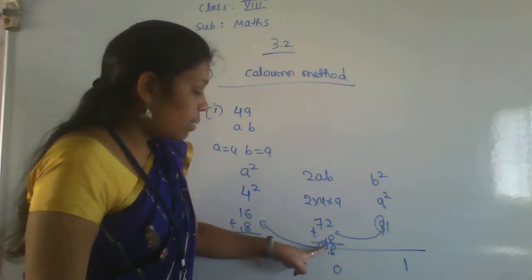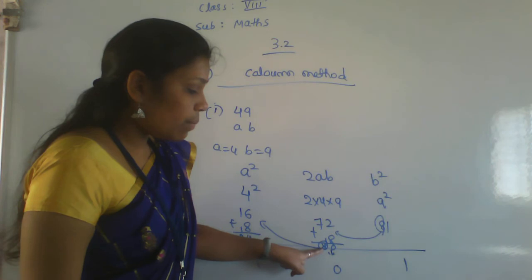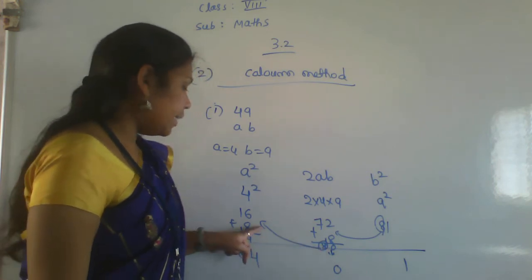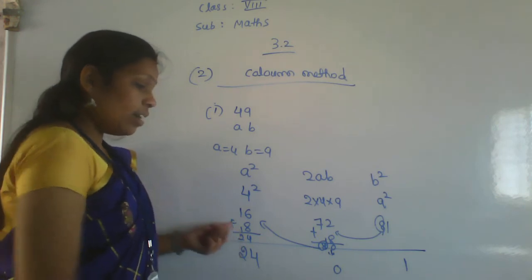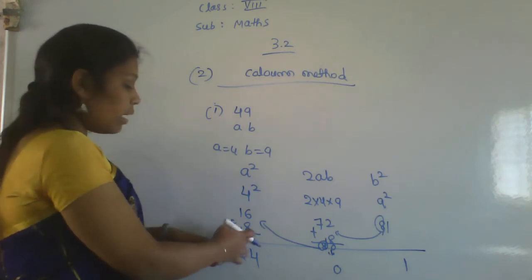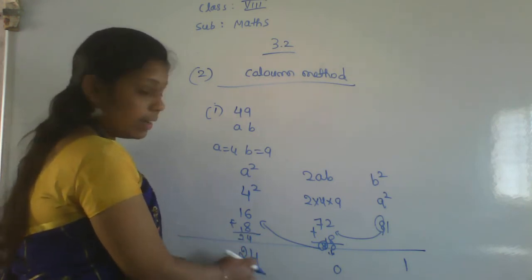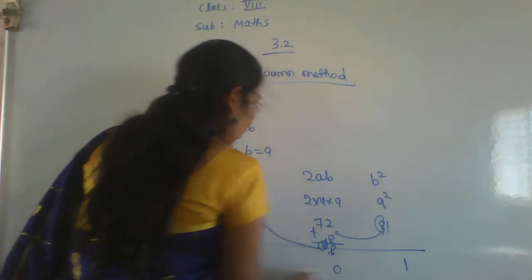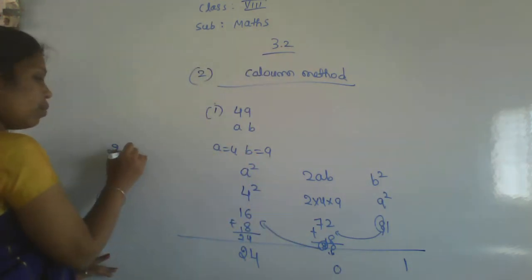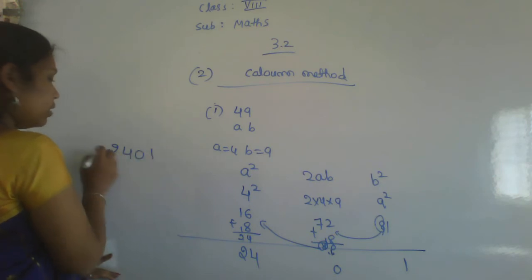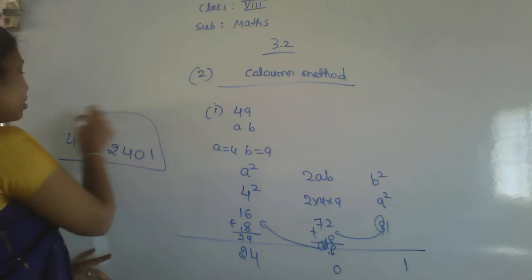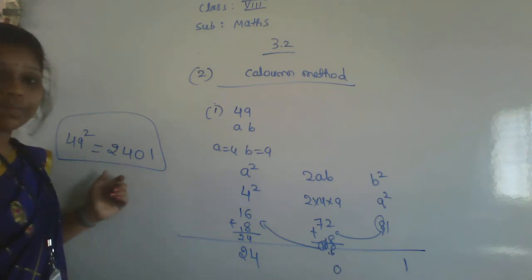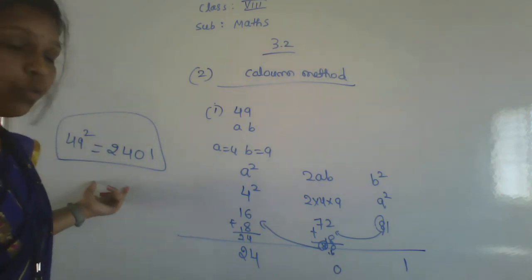And what is the next number? What is the left number here? 8. Again take 8 here, add. 16 plus 8, that is 24. So here no more values are there, that's why write all the numbers. 24, and next is 0 and 1. This is the square of 49. 49 square is 2401.